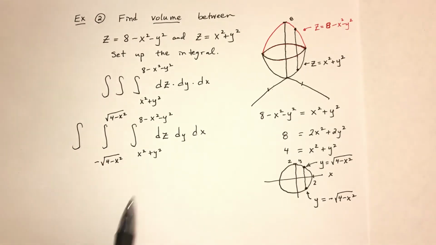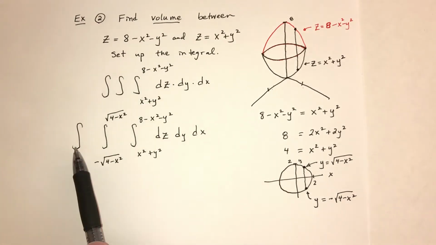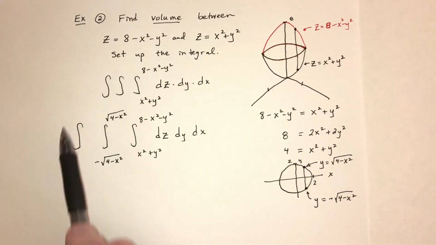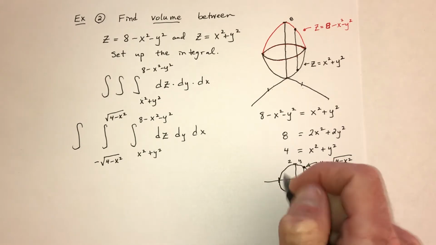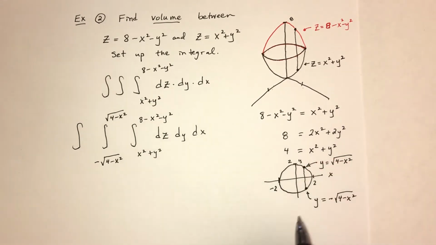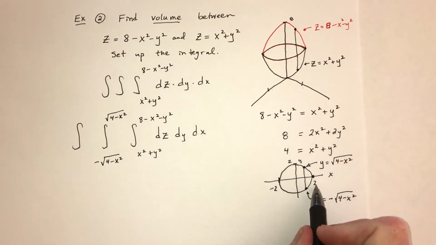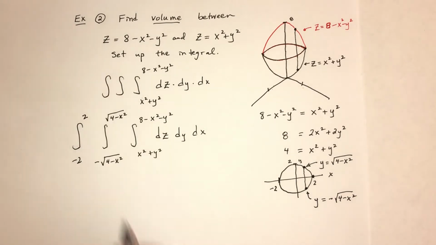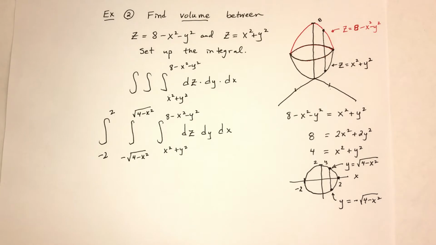And then finally, if you're going to get a number for the volume, then the last integral has to just be a number and a number, not a function. So then what does x range from and to? So at the very smallest, x is going to be negative 2 over here. And at the very biggest, x is going to equal positive 2 over here. So it goes from negative 2 to positive 2. And then this one is set up.